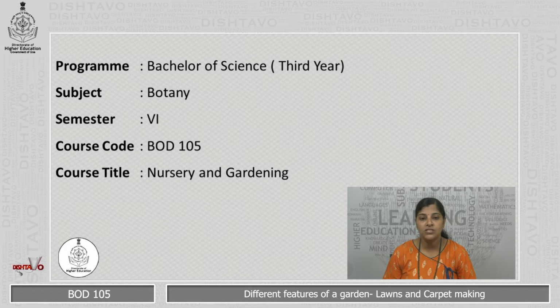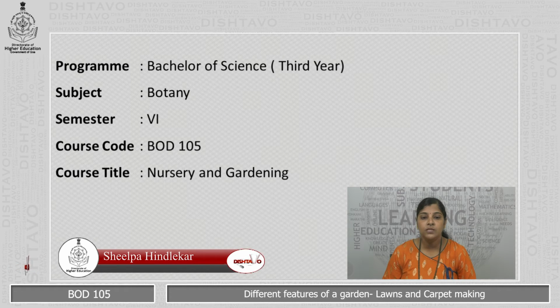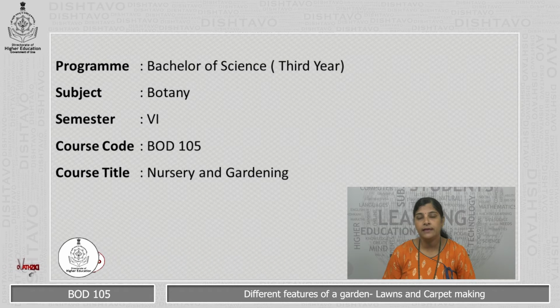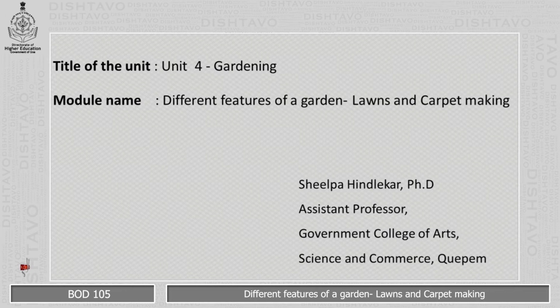Welcome to the program Bachelor of Science, third year. The subject is Botany, semester 6, and the course code is BOD105. The course title is Nursery and Gardening. Title of the unit is Gardening, and the module name is Different Features of a Garden, Lawns and Carpet Making. Myself, Dr. Shilpa Hindlekar, Assistant Professor at Government College of Arts, Science and Commerce, Keppel.